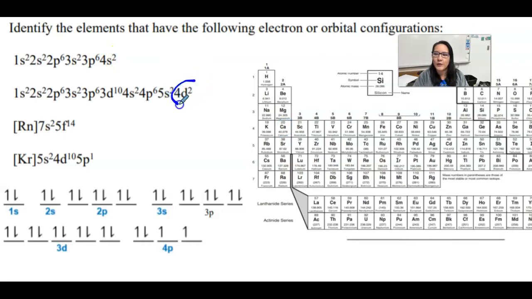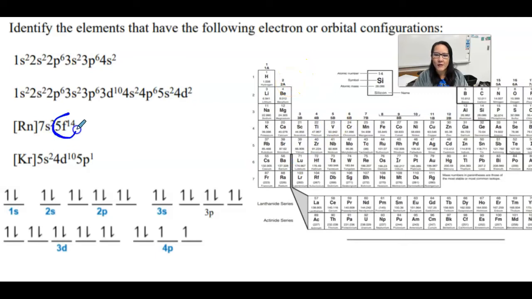Next, if we look for 4d2, we're going to go to row 4, but in the D block. That's tricky because remember that these are actually the row number -1. So my 4d is actually on row 5. So it's going to go 4d, and I'll count 1, 2. And so this element is zirconium.